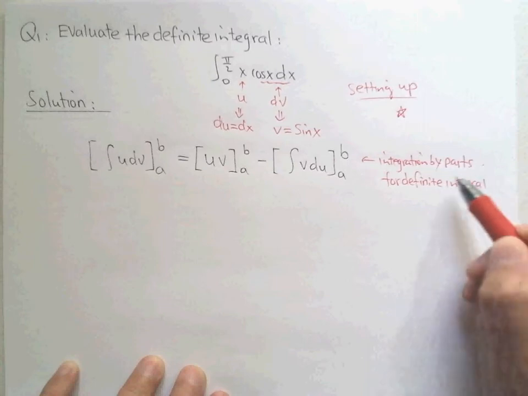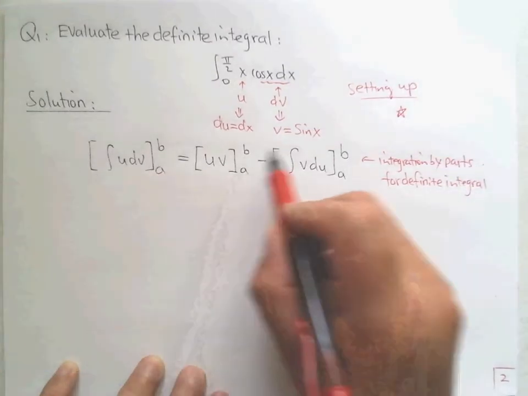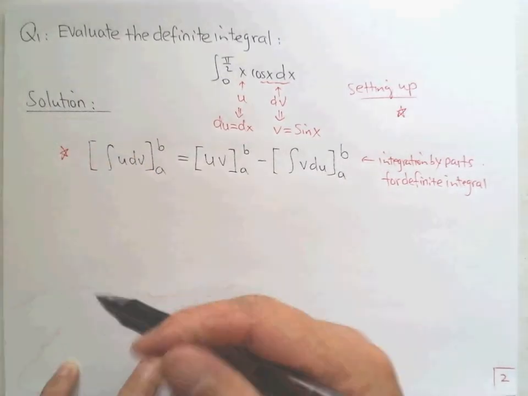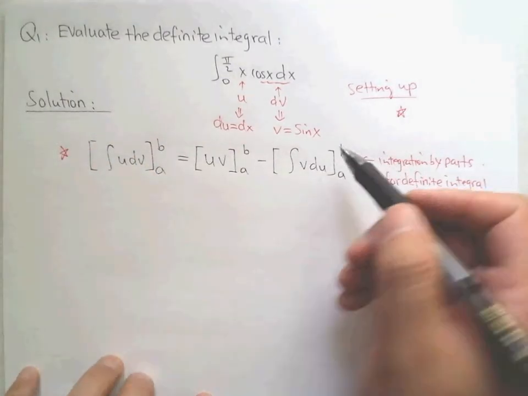definite integral. Keep in mind, right? So this is for definite, we have a, b here. Keep in mind that we use this formula. Then all we need to do is plug in u, v and du, dv. Okay, so what do we have?